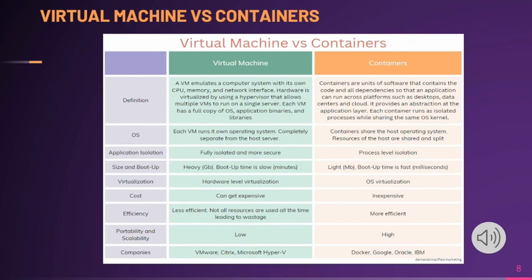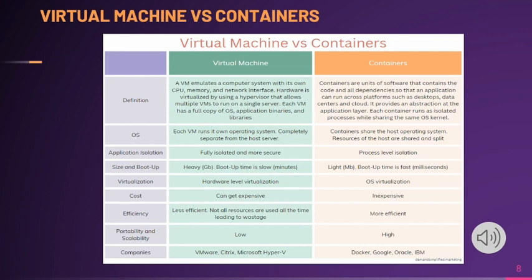For the container, it is a unit of software that contains the code and all dependencies so that an application can run across platforms such as desktop, data center, and cloud. This provides an abstraction at the application layer. Each container can run isolated processes while sharing the same OS kernel.